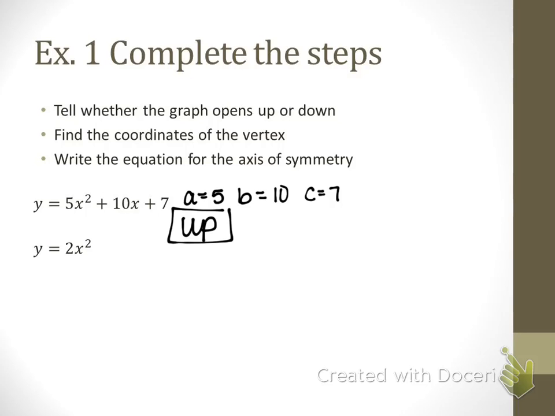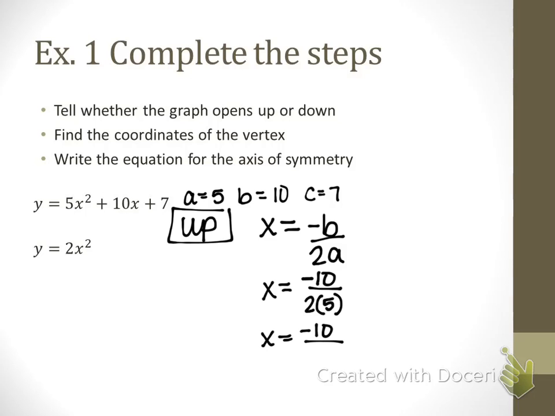Step number 2, find the coordinates of the vertex, or the ordered pair for the vertex. So the formula that you have to memorize for the vertex is X equals negative B over 2A. All right, let's plug in our values for this. X equals negative B, which is negative 10, over 2 times A, which is 5. X equals negative 10 over 2 times 5 is 10. And X is equal to negative 1.